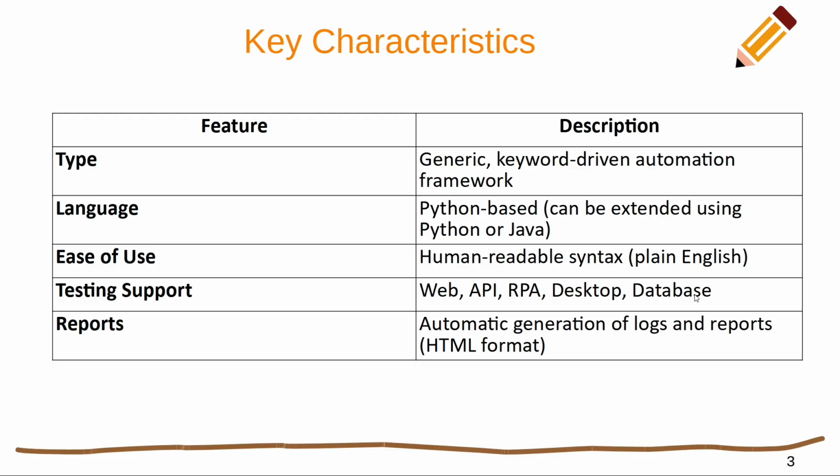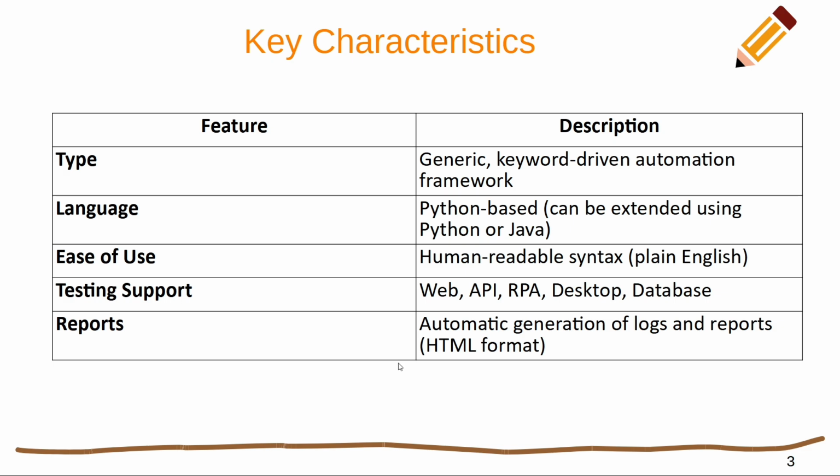Then we can generate reports using Robot Framework in different HTML formats. Generation of logs and reports is easy using Robot Framework. So these are a few of the features or characteristics: the type of framework, the languages, how it is used, then testing support for web, API, RPA, desktop, databases. Then we can generate the HTML reports as well. So these are some features of this framework.